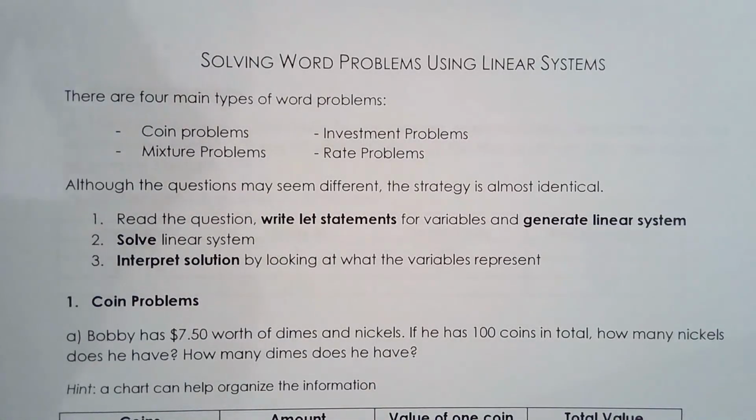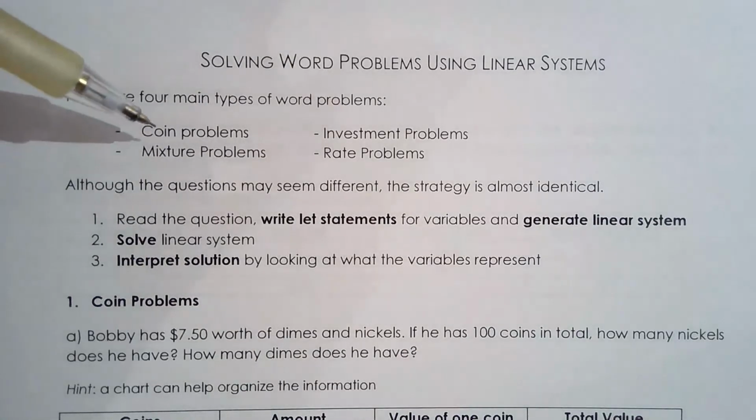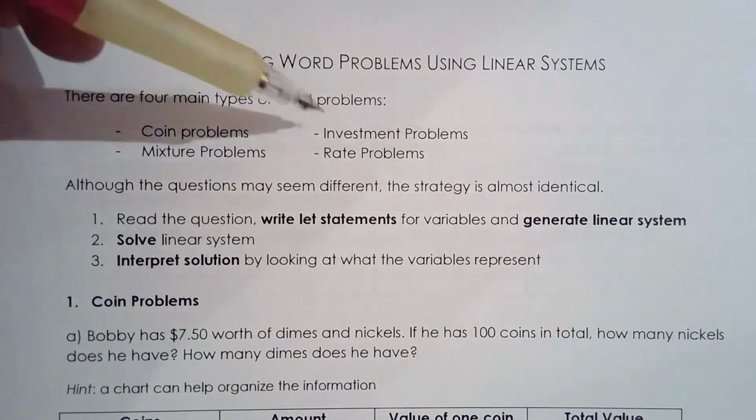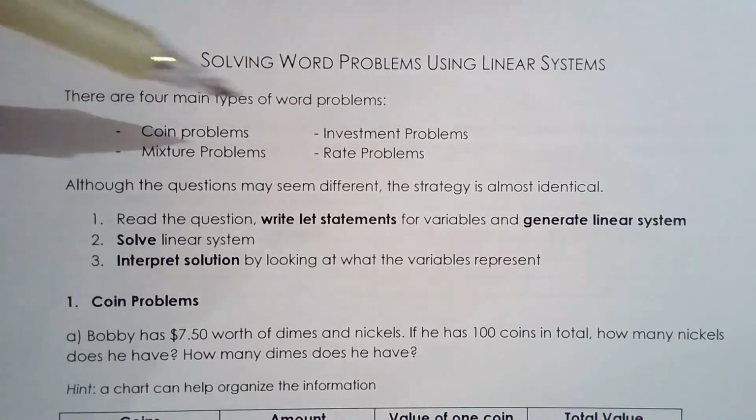So in this lesson, we are going to tackle the word problems. By now, you're able to solve a linear system algebraically and graphically, but in this lesson, we are going to solve it algebraically, either by substitution or elimination. The four main types of word problems we are going to tackle in this unit are coin problems, investment problems, mixture problems, and rate problems.